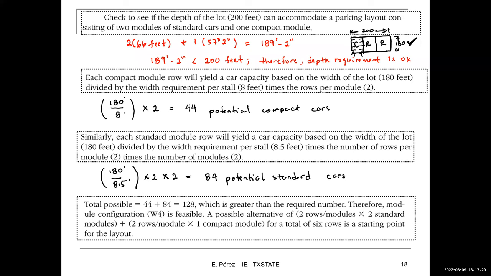So total possible: 44 plus 84, 128, which is greater than the required number, which was 100. Therefore, module configuration W4 is feasible. A possible alternative is two rows modules times two standard modules plus two rows and modules by one compact module, for a total of 6 rows, is the starting point of the layout. Okay, so at this point, we know how many cars we can fit, but we still have to design for the circulation lanes. Also, we have to modify to account for the handicap requirements.